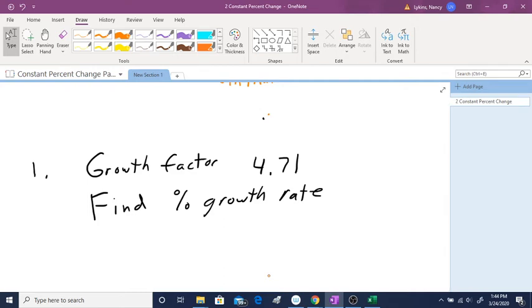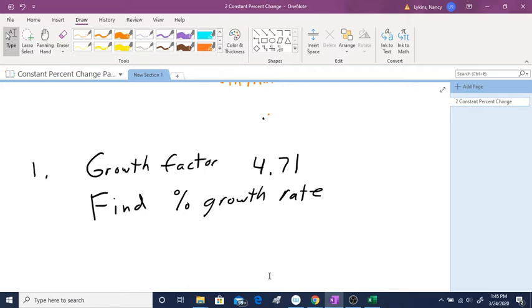Now, growth factor. Previously, we were talking about growth factors. Now, anything with a growth means that it's above 1. In this case, 4.71 is above 1. So what I want to ask you is to find out when the growth factor is 4.71, what is the growth rate percentage, or what is the percentage of growth rate?